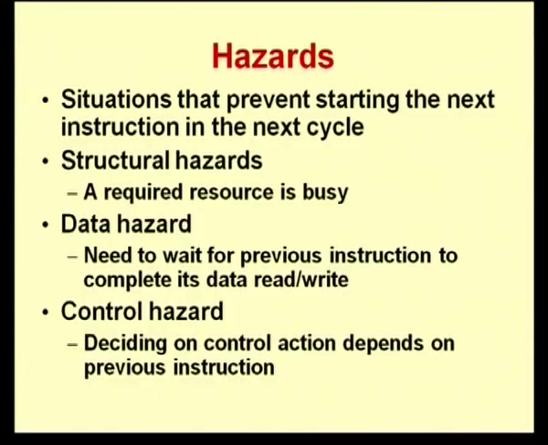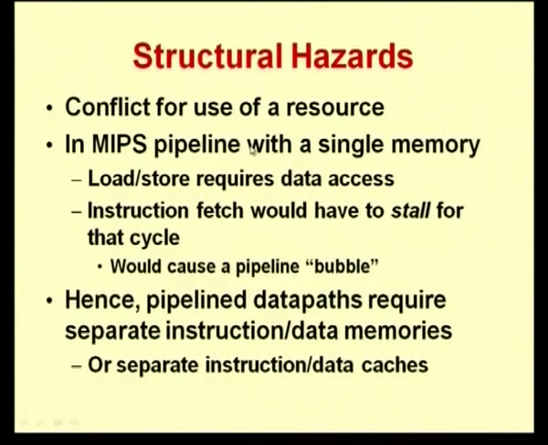So therefore, there are these three types of hazards that we need to watch out for: structural hazard, data hazard, and control hazard. Three hazards that we need to watch out for and that we need to prevent. So as we said, structural hazards happen because of conflict for use of a resource. An example of a structural hazard in our MIPS pipeline would be if we had used a single memory for both our data access and instruction access. That is, if our instruction memory and data memory were a single memory unit, then we would actually have had a structural hazard.